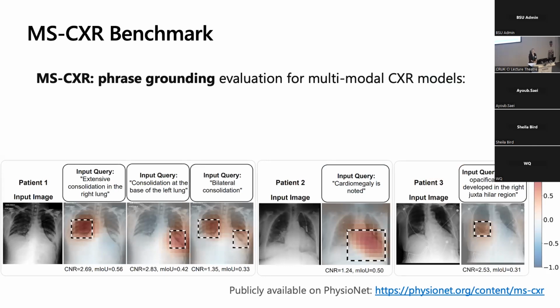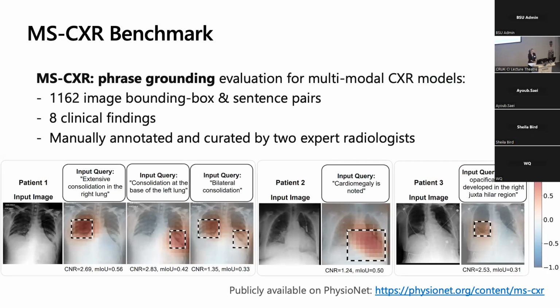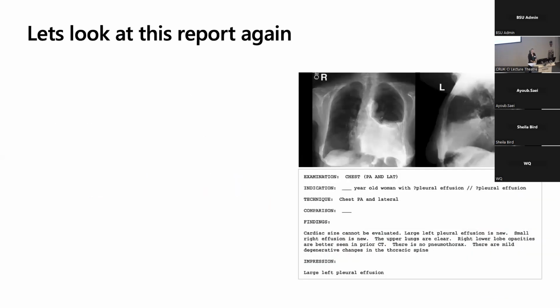My team developed a benchmark for this, which is available on PhysioNet if you want to use it. It has about 1,000 image with bounding box and sentence pair examples across 8 different clinical findings, which were manually annotated and curated. So if you're interested in this kind of research, please use our data set. Okay, that was the first paper. I think we're okay for time.